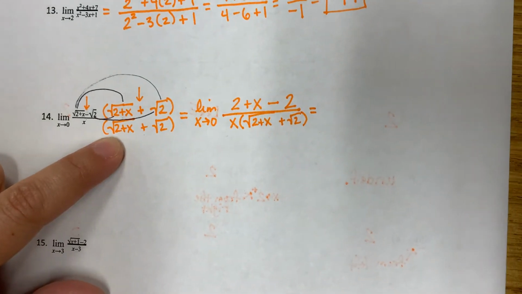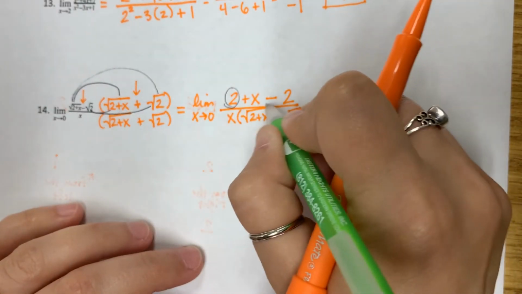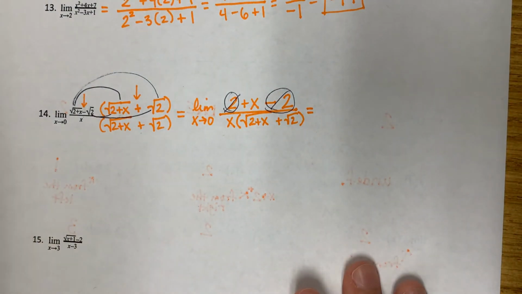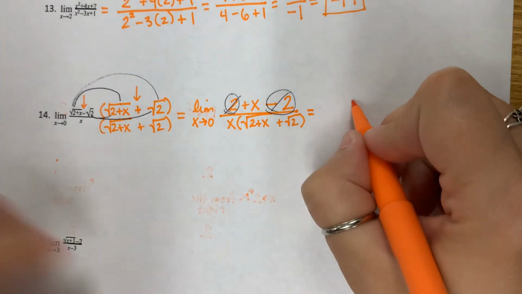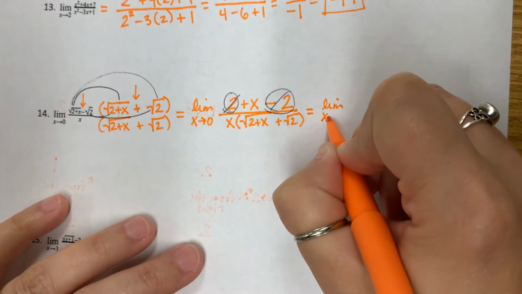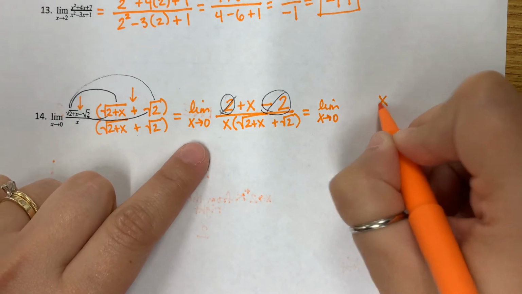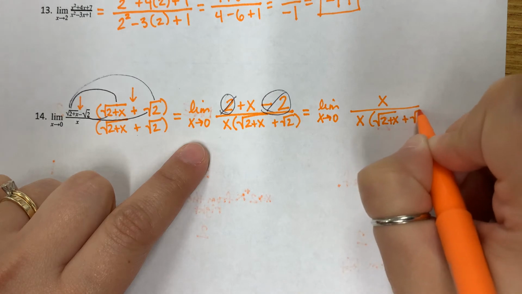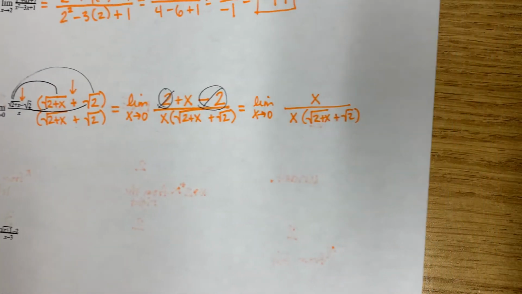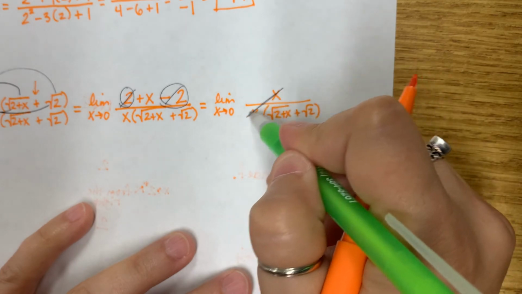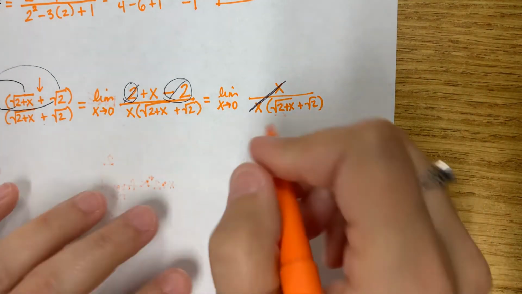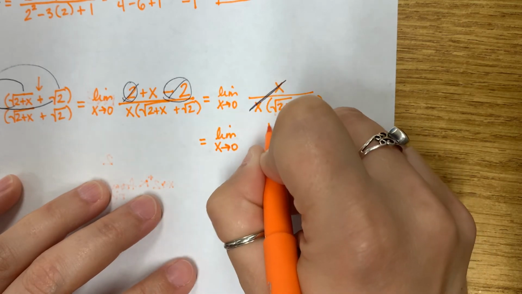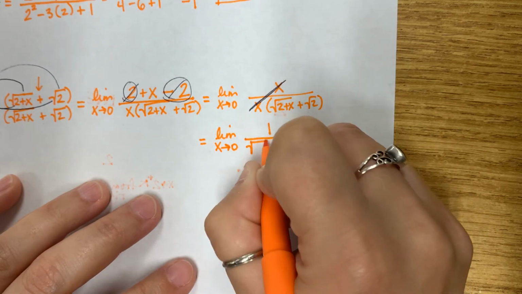And then I'm going to simplify. So a 2 minus a 2 is 0. Then, so I get x, let me write this out. You don't have to write this step if you don't need to. But I end up with x over x times this. So again, I end up with this canceling. The x's cancel, which means I'm left with the limit as x approaches 0 of 1 over this mess.